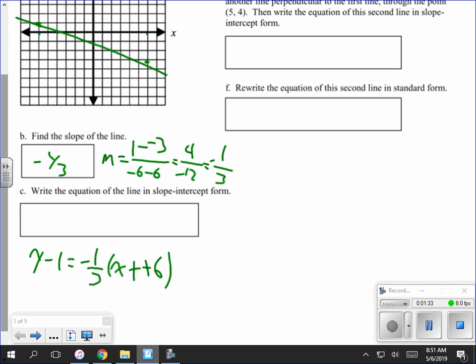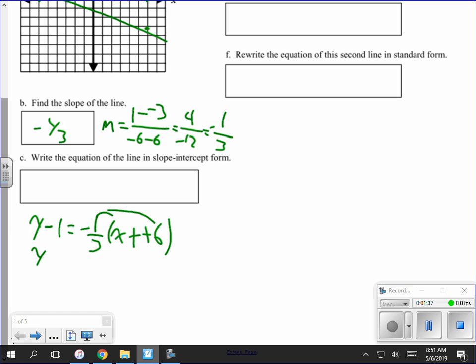Get rid of the double negative, distribute the -1/3. Y minus 1 is equal to -1/3 x. -1/3 times +6 is -2. And then I will add 1 to both sides. And I get y equals -1/3 x minus 1. Okay.